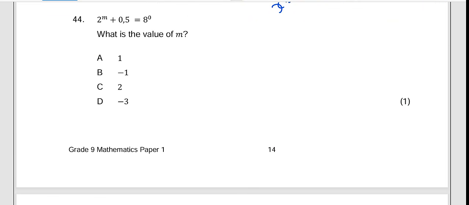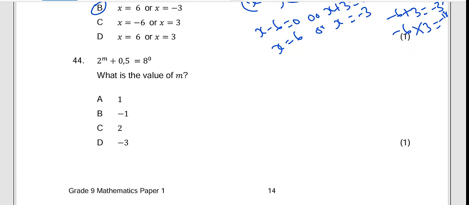So let's proceed to what is the value of m. Okay, let's solve for m plus 0.5. It is 8 to the exponent of 0. Any number to the exponent of 0, we know it is 1. We know that any number to the exponent 0.5 is 1 over 2.